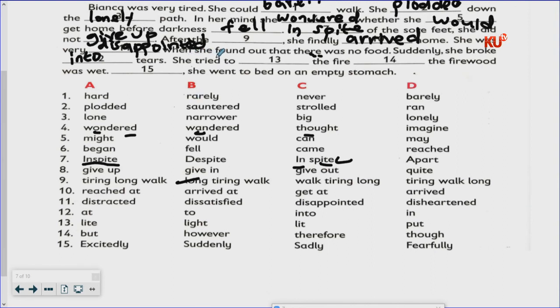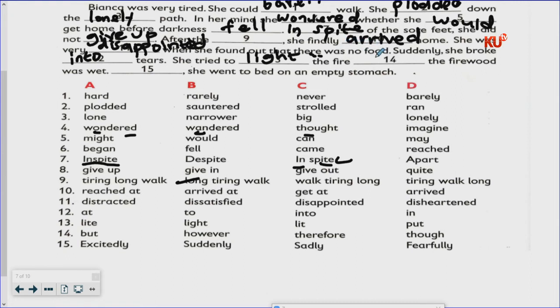She tried to dash the fire. She tried to light, but light is not written as they have spelled it in A. She tried to lit cannot be in the past. She tried to put the fire, not really. So the correct word there is: she tried to light the fire. But in past tense we could say she lit the fire.